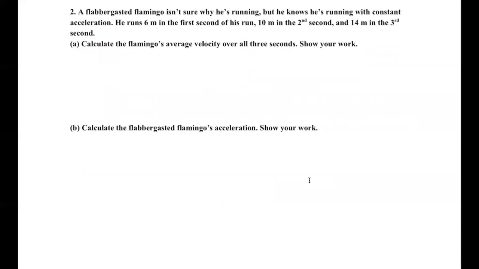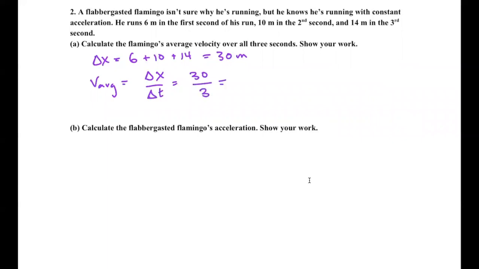So we got the flabbergasted flamingo here. Calculate the flamingo's average velocity over all 3 seconds. So we know that the flamingo runs 6 meters in the first second, 10 meters in the second second, and 14 meters in the third second. So the total displacement for the flamingo over all 3 seconds is 6 plus 10 plus 14. That's 30 meters. So the average velocity is the displacement over the time. So that's 30 over 3, which is 10 meters per second.